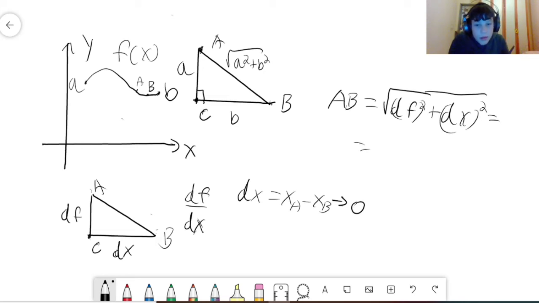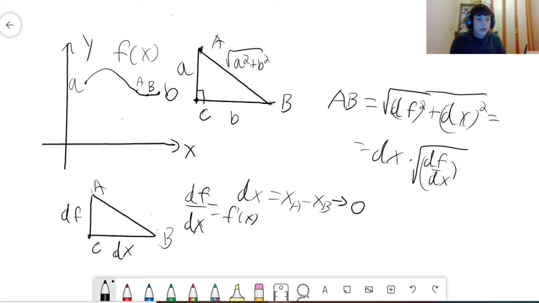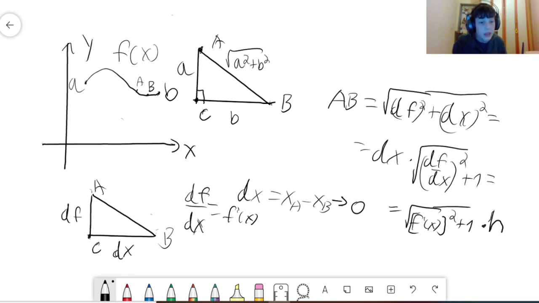Now, we're going to take dx out of this and be left with the square root of df over dx, this thing squared, plus 1. Or in other words, the square root of the derivative of f squared plus 1, times dx. Now remember dx represents the distance between the x values of A and B that approaches 0. In the last 2 videos, we represented that same exact thing as h. So we'll just replace dx with h because they represent the exact same thing, and it'll be easier to work with h because we used that over and over in the last 2 videos.